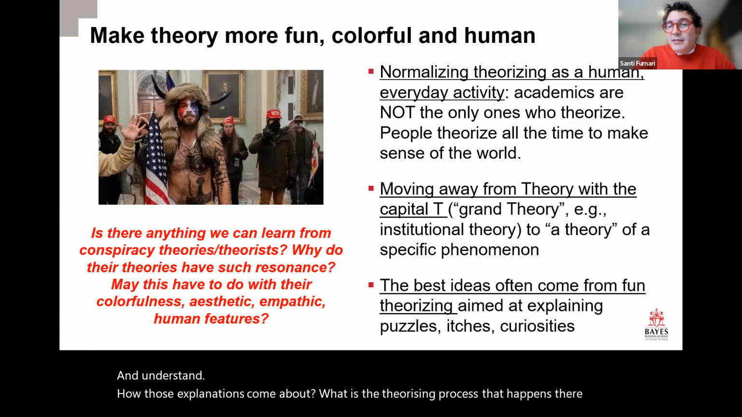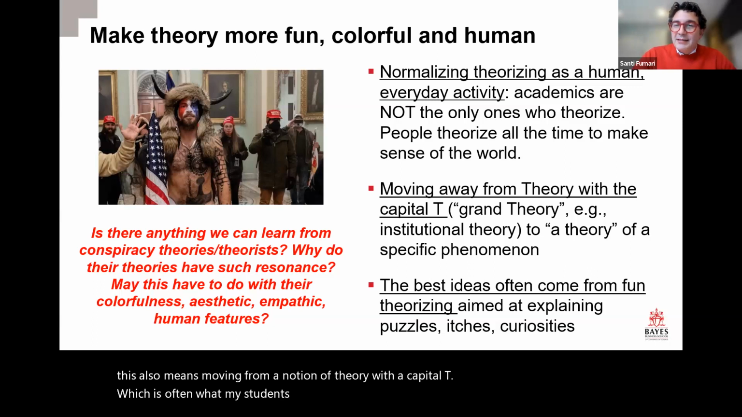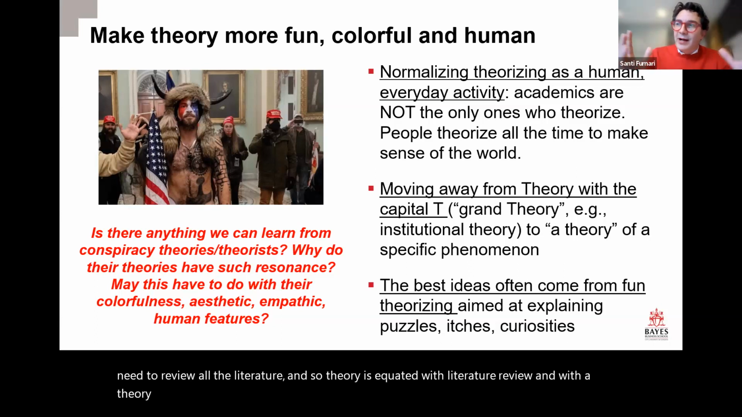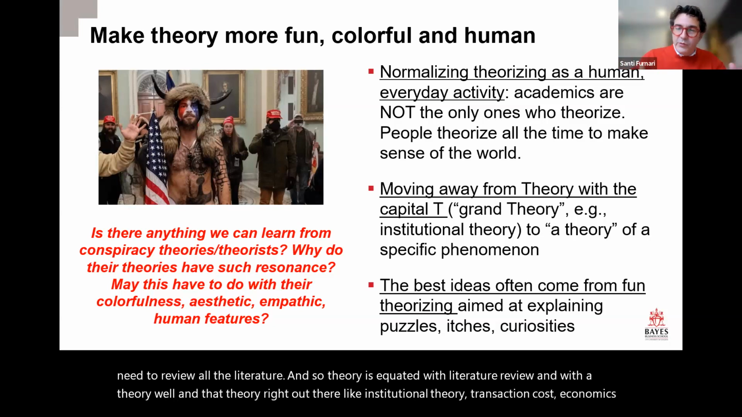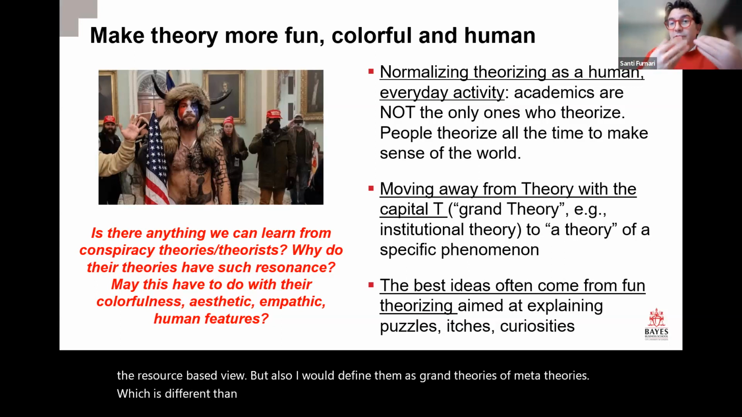And this also means moving from a notion of theory with a capital T, which is often what my students in the PhDs start with. Oh my God, I need to find a theory. I'll need to review all the literature. And so theory is equated with literature review and with the theory, right, out there, like institutional theory, transaction cost economics, the resource-based view. But those, I would define them as grand theories or meta theories, which is different than come up with your own theory, right? A theory of a specific phenomenon.